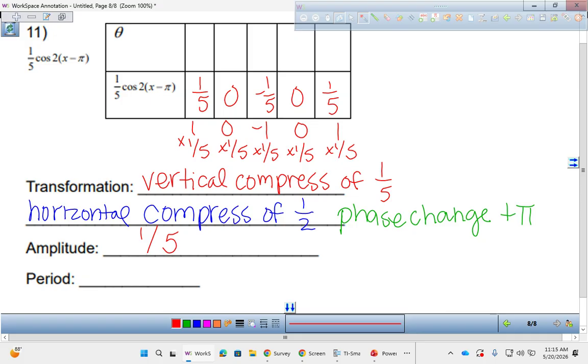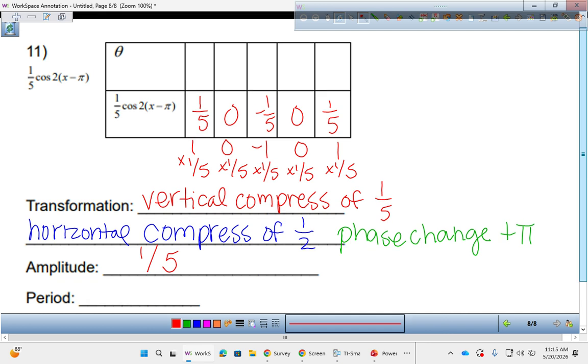Now, a vertical compress of 1/2 is going to have us multiplying by 1/2. And a horizontal compress of 1/2 is going to have us multiplying by 1/2. And a phase change of plus pi is going to have us adding pi. Order of operations, which one do I do first? Multiply or add? Multiply. I gotta multiply first. So I gotta do the blue first, and then I'll do the green. Order of operations says we multiply before we add.